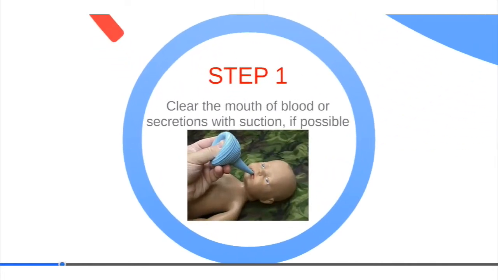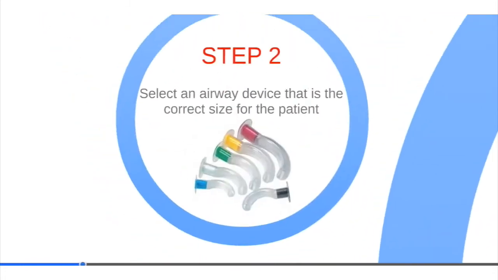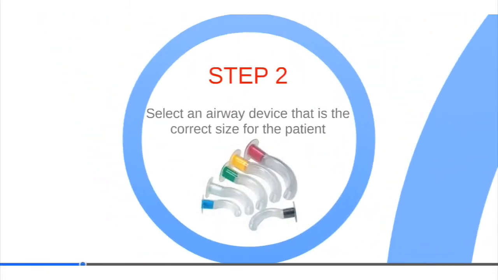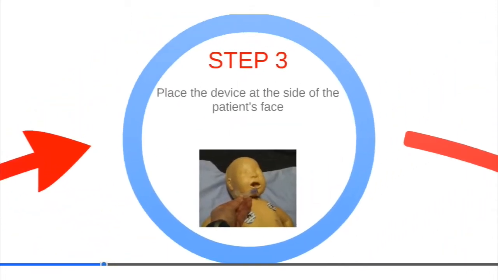Step 1 is to clear the mouth of any blood or secretions with suction. Step 2 is to select a size-appropriate airway device. Step 3. Place the device at the side of the patient's face. You'll want to choose a device that extends from the corner of the mouth to the earlobe.